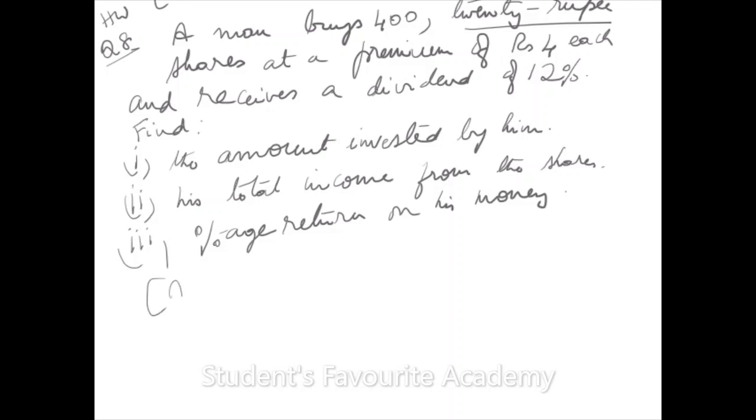For your verification, answer 1 is investment, that is rupees 9,600. Answer 2 is annual income or total income, that is the dividend, that is rupees 960, and return percent is 10%. So do it on your own. Okay, children.